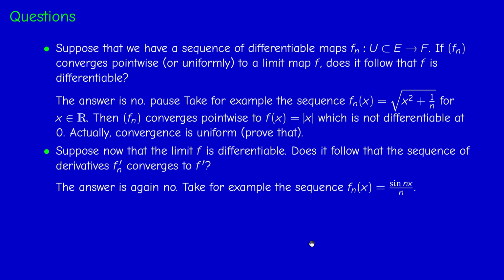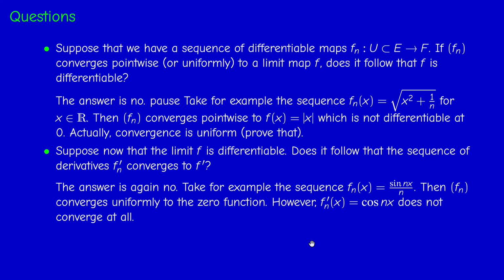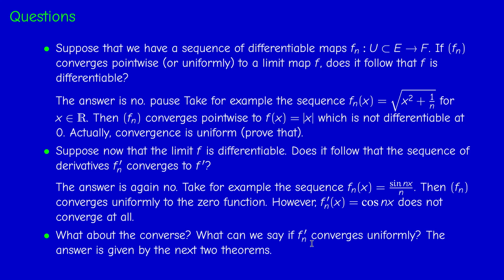If you take the sequence of functions defined by sine nx over n, then of course it converges uniformly to the zero function, which is differentiable. However, the sequence of derivatives is cosine nx, which has no limit. Okay. So convergence of the original sequence, even uniform, does not guarantee the convergence of the sequence of derivatives.